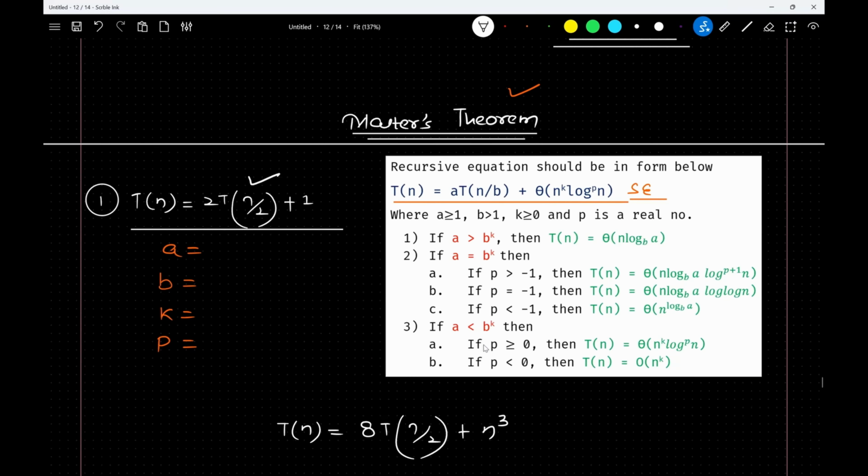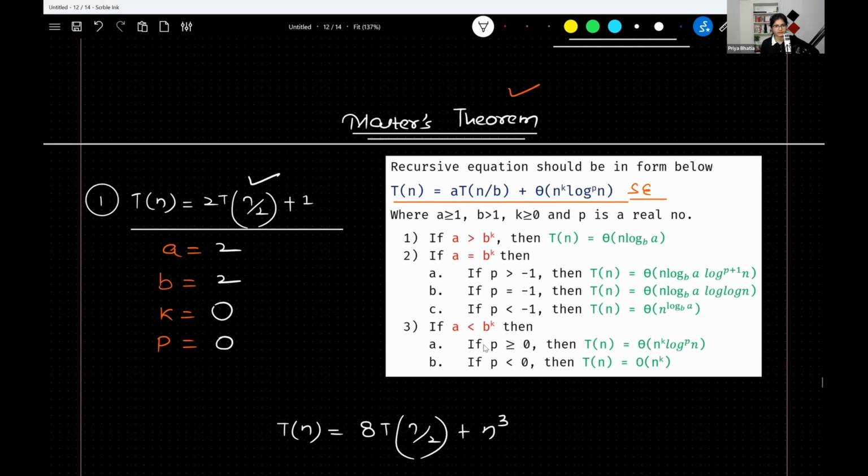The value of a will be 2. Very good. b is also 2. What is k? It is 0, because anything to the power of 0 is only 1, and we are not seeing any n term here. What is the value of p? This is also 0, because here only 1 is written. It's a constant.